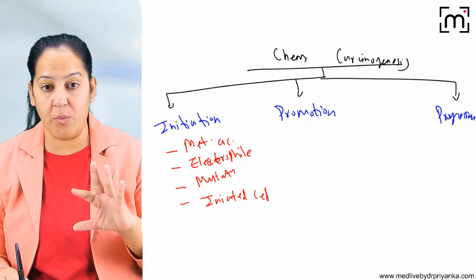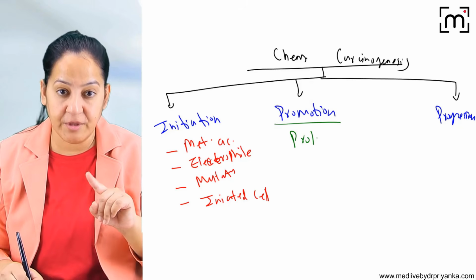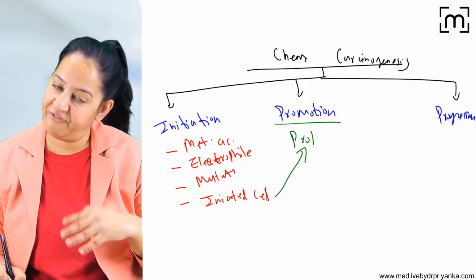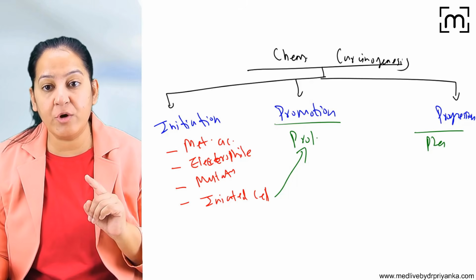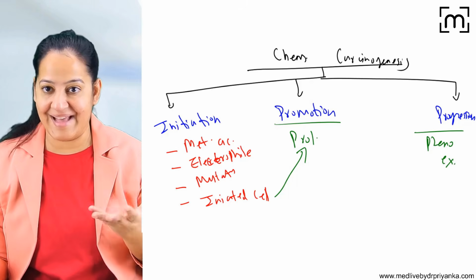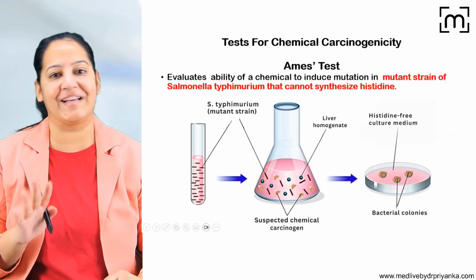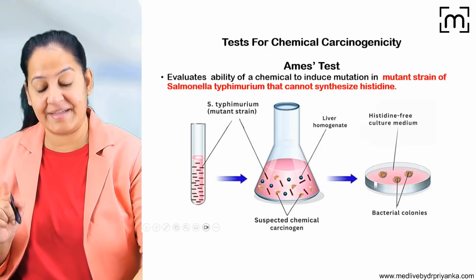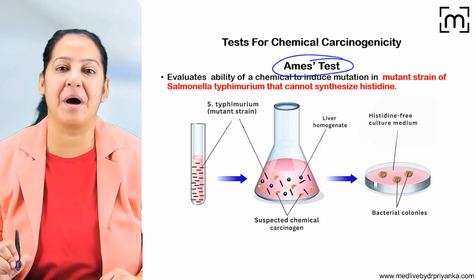Now finally, we require another chemical which will cause the proliferation of the mutated cell, the initiated cell. For that we require a promoter, the other chemical. And finally, we require the phenotypic expression of the cancer, that is progression. So that is the 3 steps, that is the summary. You have to draw the diagram and explain in detail. Now tell me a test that proves it. There is a test known as the Ames test.